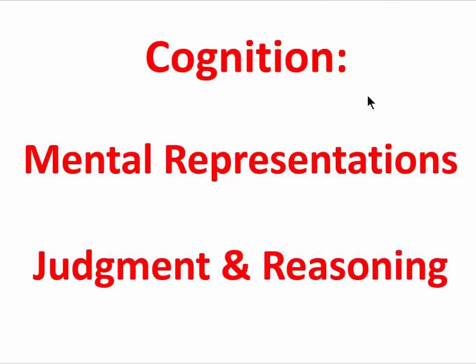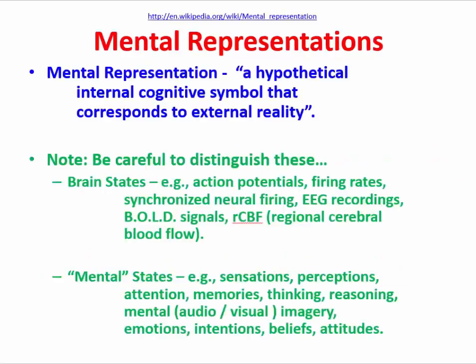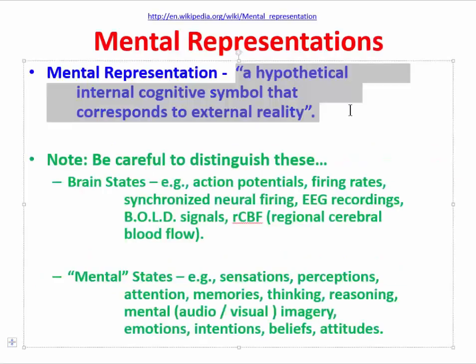In this video, we're going to address two aspects of cognition, and these include mental representations and also judgment and reasoning. Before we begin, let's just remind ourselves that we use cognition synonymously with the word thinking. Okay, let's begin by understanding something about mental representations. Let's start with this definition of mental representation as a hypothetical internal cognitive symbol that corresponds to external reality.